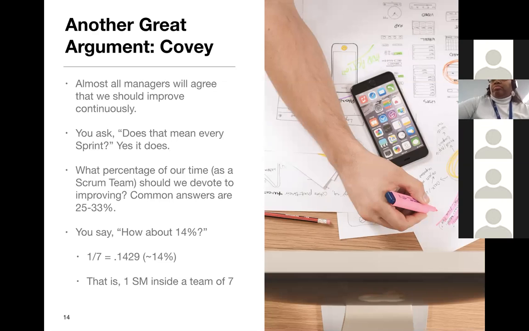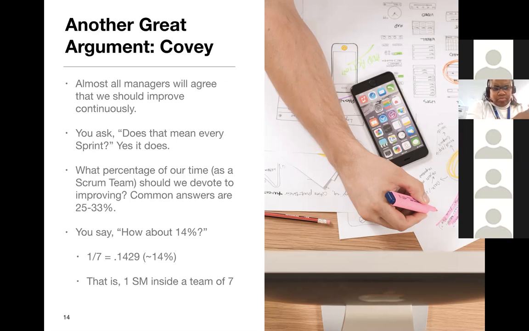So then you ask them, does that mean we should improve every sprint? And of course, they're likely to say yes. Then you ask them, what percentage of our time as a whole Scrum team should we devote to improving? I ask this often in my classes, and the common answers I get are sometimes greater than this, but 25%, 33%, something like that, often 50%. I don't really agree with 50%. But people give answers like that, and I think you might get answers like that from managers.